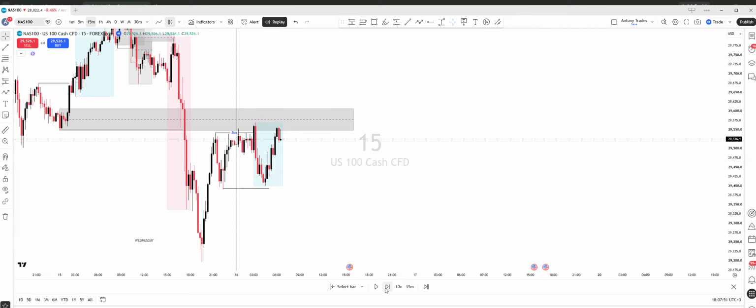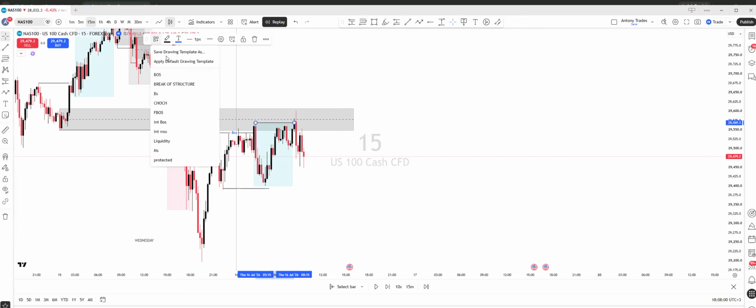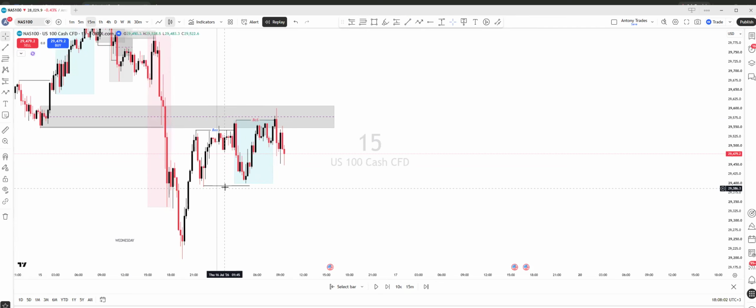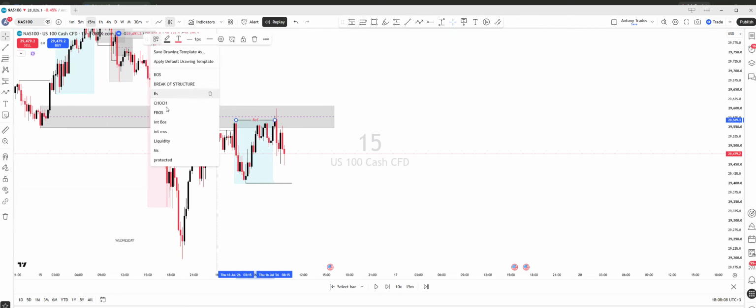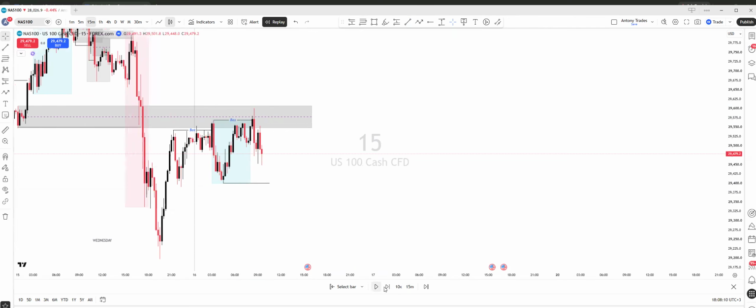We don't have a change of character yet. Now we have a new BOS to the upside. Are you seeing? We have a candle closing above there. Now you have a break of structure. So that means I'm going to move this one from that area to this area. This is my current new BOS. Now let's play out.